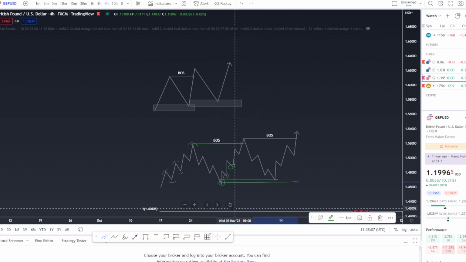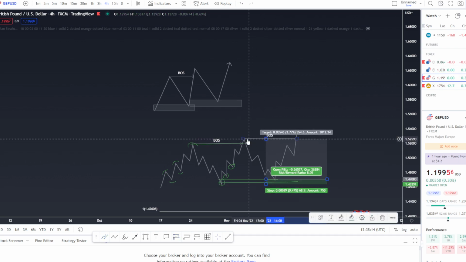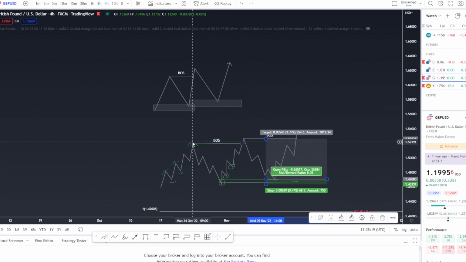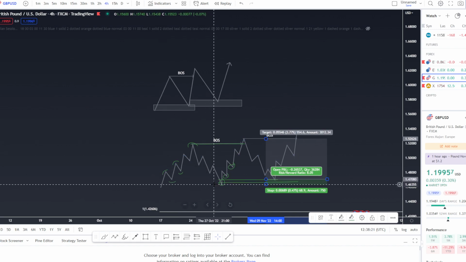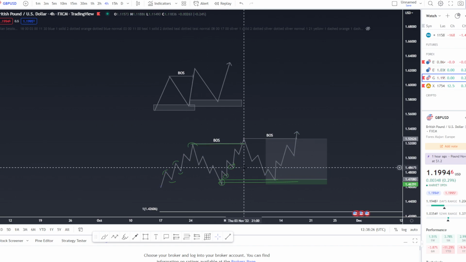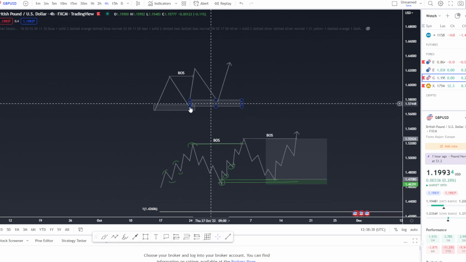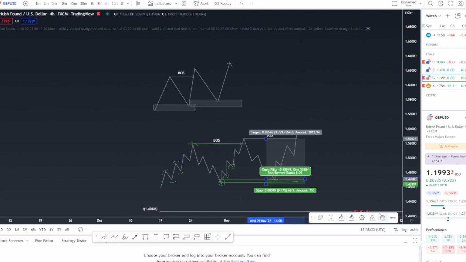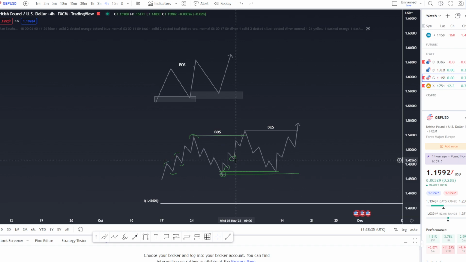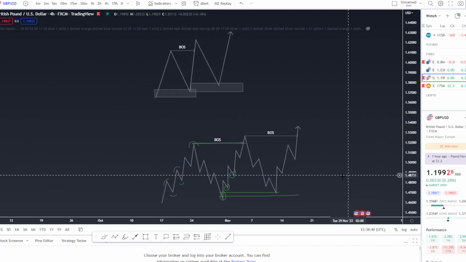Price comes into the demand, we're buying. Where do we target? We're going to use our stop loss like that, and we're going to target this high here. Why this high? Because this swing high got broken, this swing low got respected, and now we're expecting the same thing to play out. We're expecting this high to get broken as well, and that is where we will set our take profit.